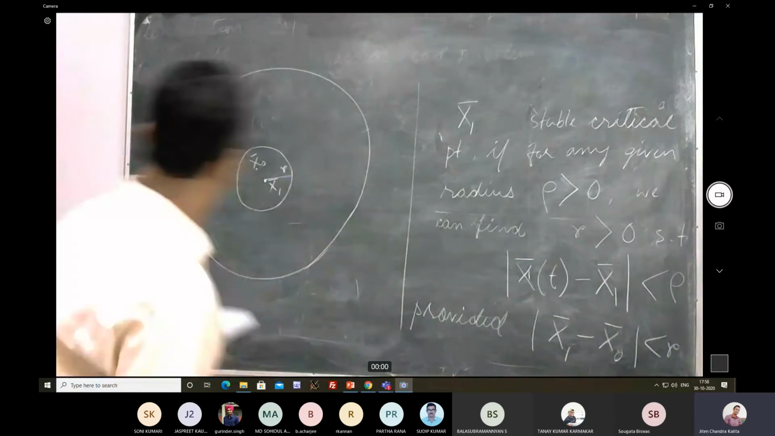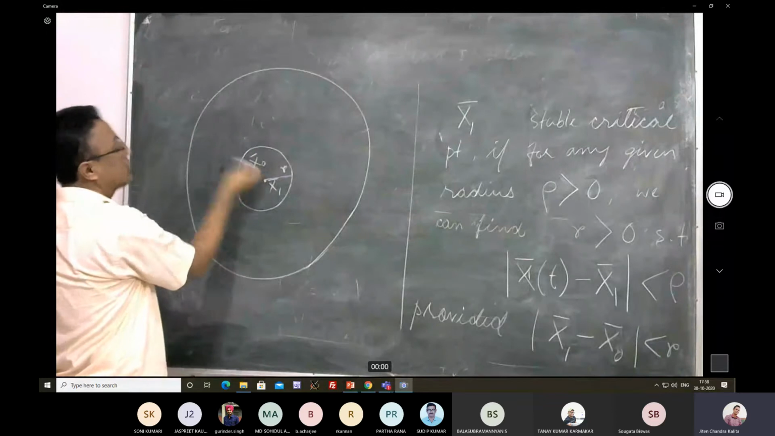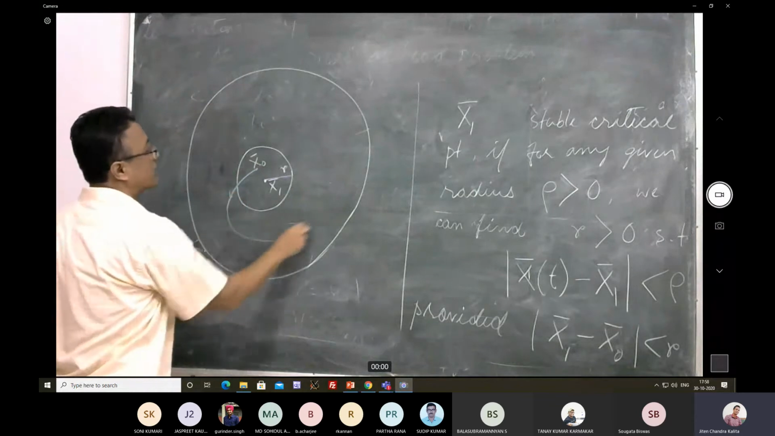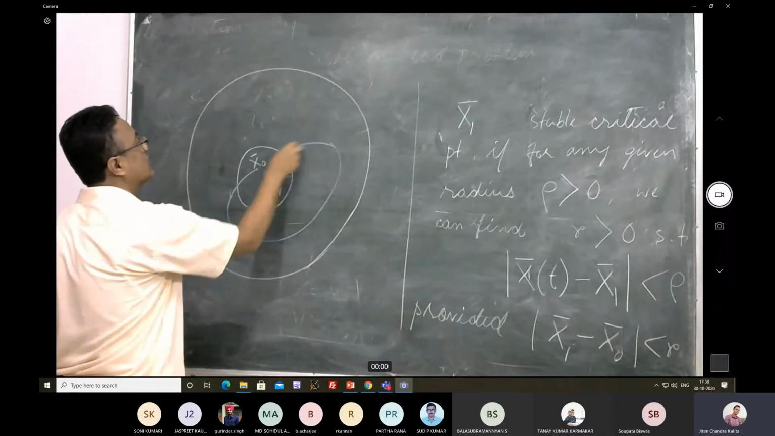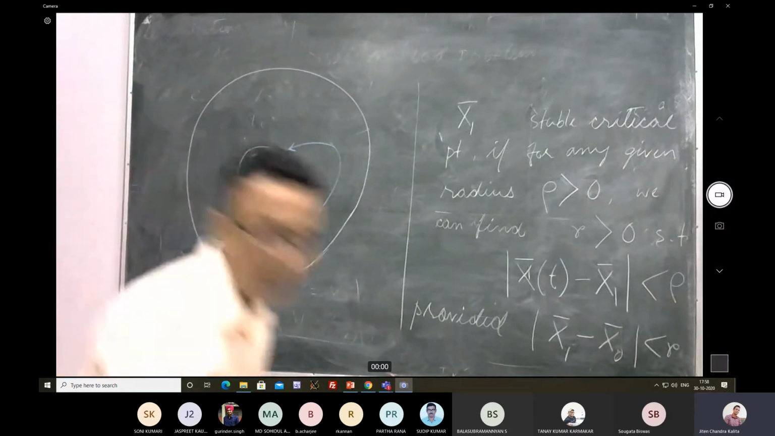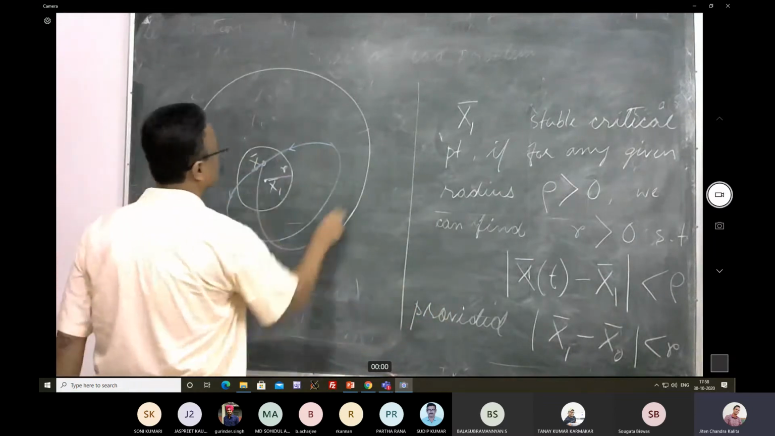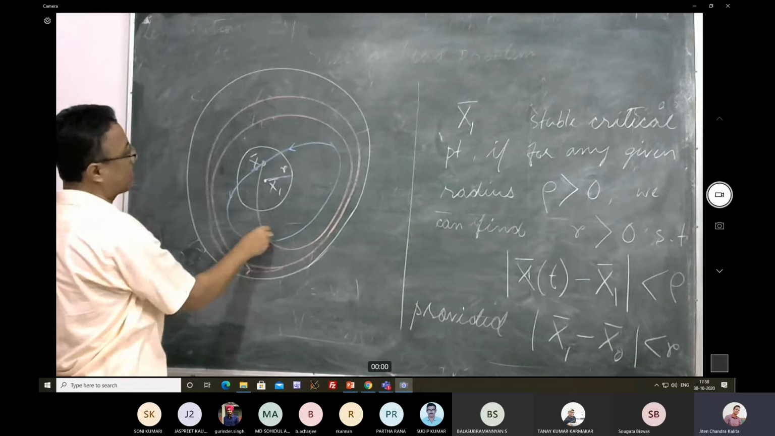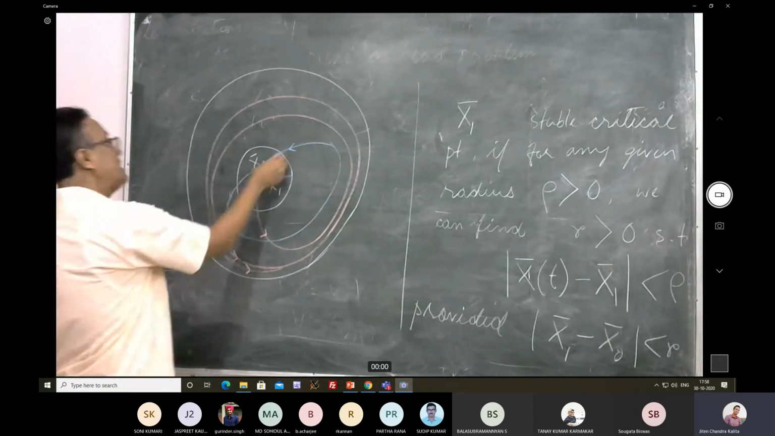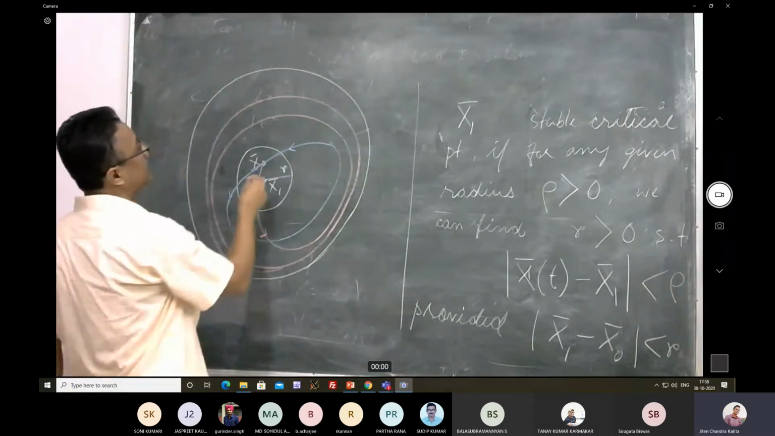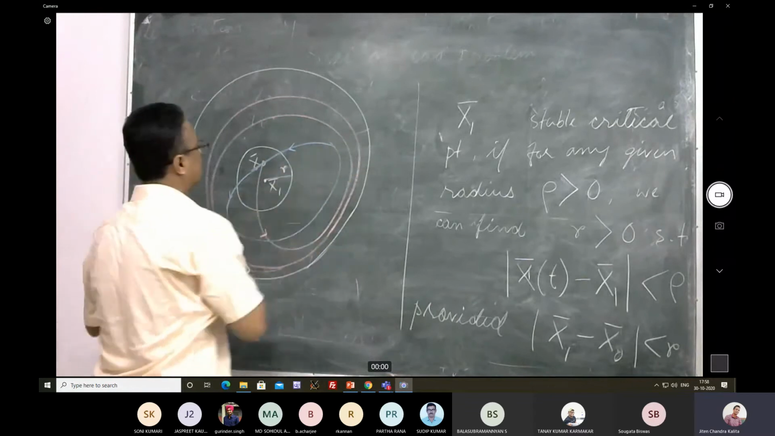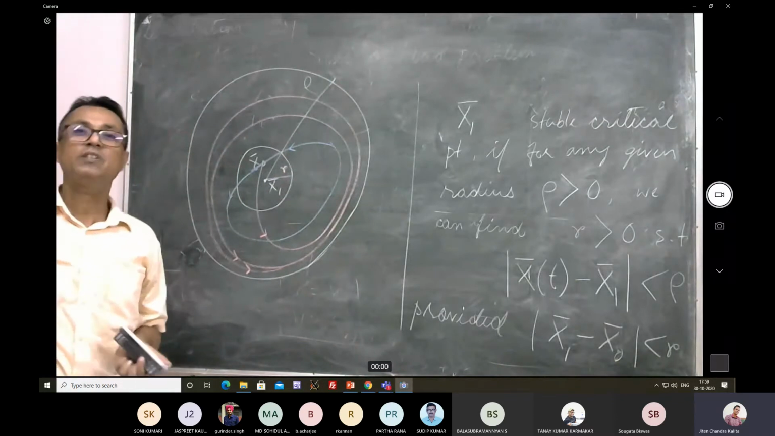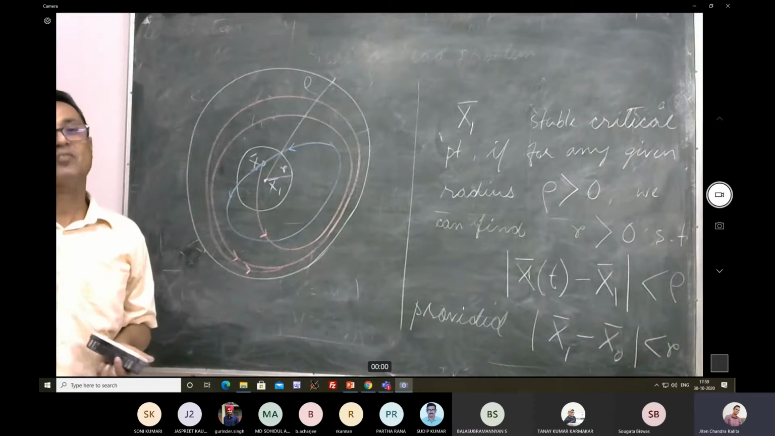Now obviously x naught, not being a critical point, is going to move away from it. Its trajectory, whatever it is, I can consider to be something like this, a closed circuit, or something like this also. I have a pink one and I have a blue one. But if the trajectory is such that it always lies inside a big circle of radius rho centered at the same critical point x1, then we say that x1 is a stable critical point. Is it clear now?